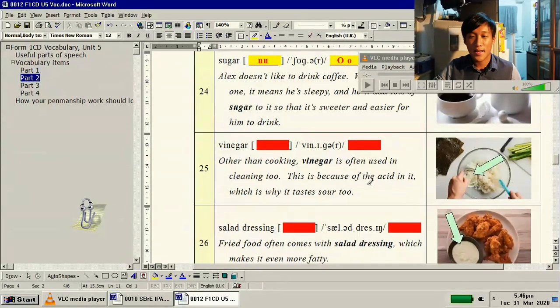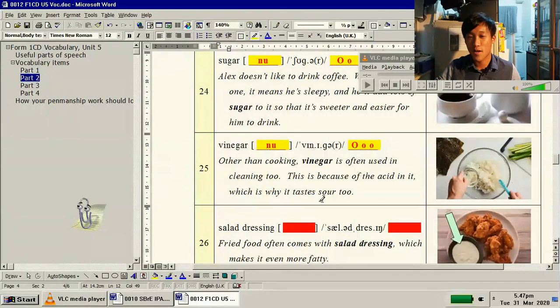So sushi rice also tastes a little bit sour as well. Okay. So it is often used, no s, and the verb is an is. So it's an uncountable noun. You should be very good at this now, and the IPA as well.